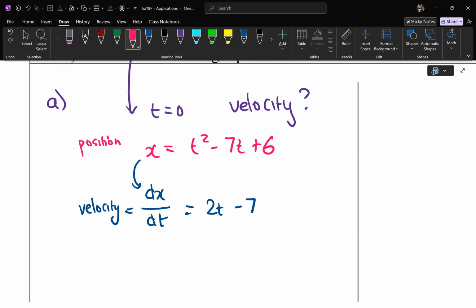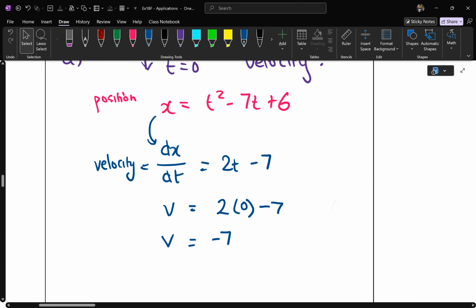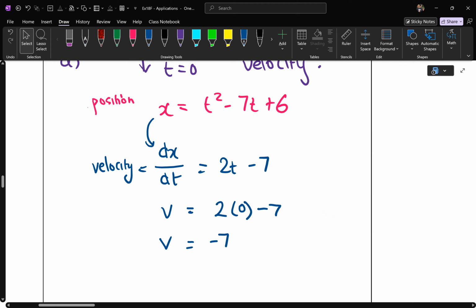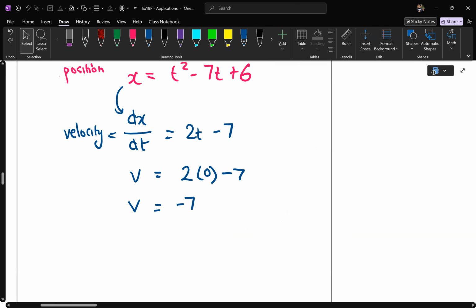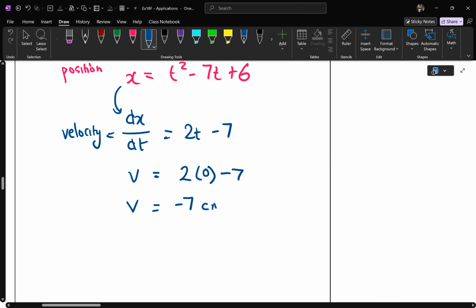So here, this is my velocity equation. V is equal to 2 times t minus 7. What's t? T is 0. So initially, that's the starting point. When t is 0, my velocity is -7. Now, did this say meters or what does it say? Centimeters and seconds. So that means it's -7 centimeters per second.